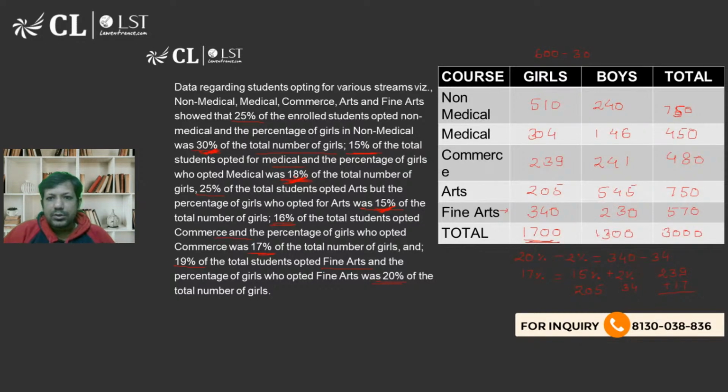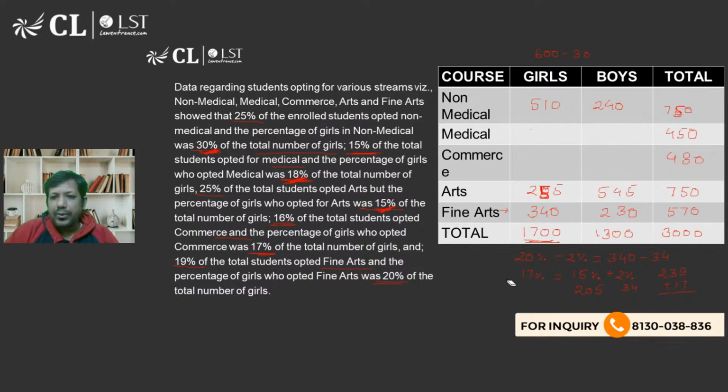Did I make a mistake in calculation? 15% is going to be, oh, it's a mistake. It is 255. Sorry. Half of 510 is going to be 255, I made a mistake in calculating this. And from here, the calculation itself is changed. So let me reiterate a couple of values. The commerce value I'm going to change, the medical value I'm going to change, the rest is fine. So the total is also fine.